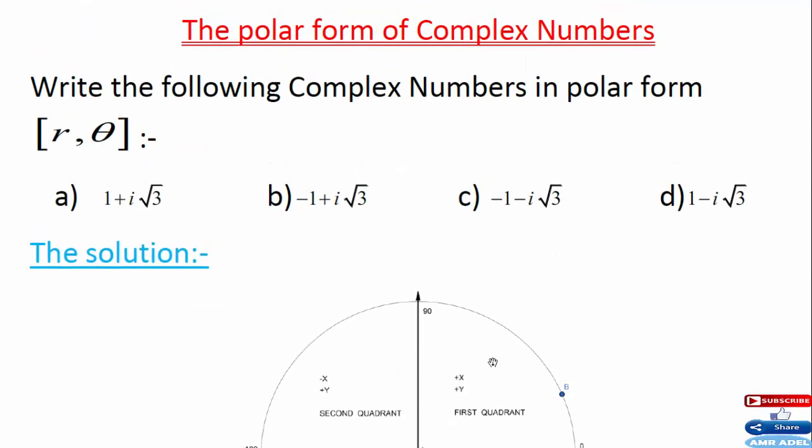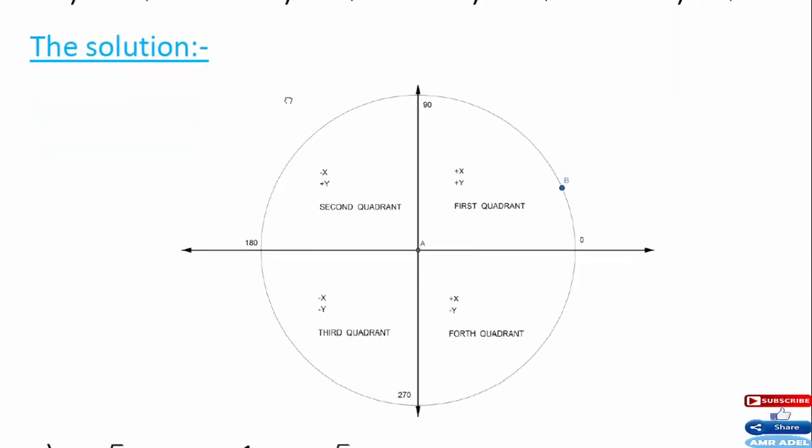All these four quadrants are important. Why? Because we need to change every case of them. Here we have 4 cases. We need to change them all into polar form. Then let's start with the first case.